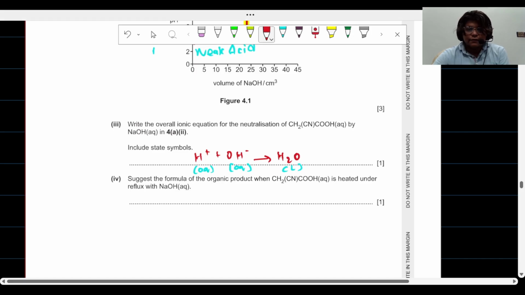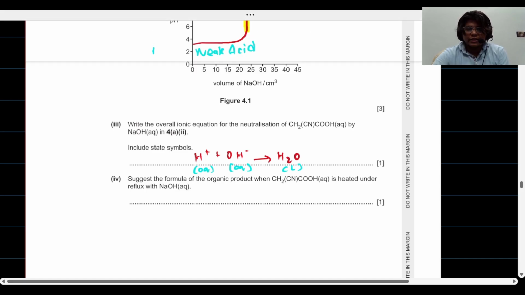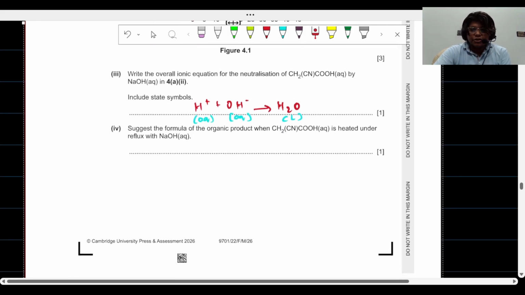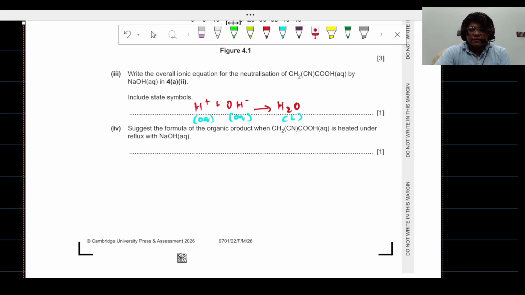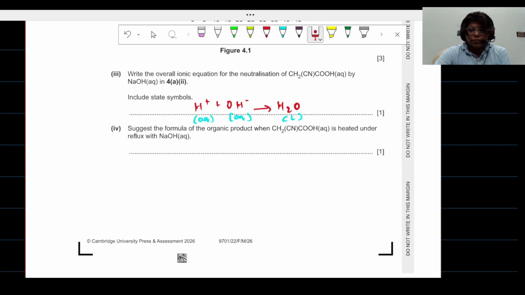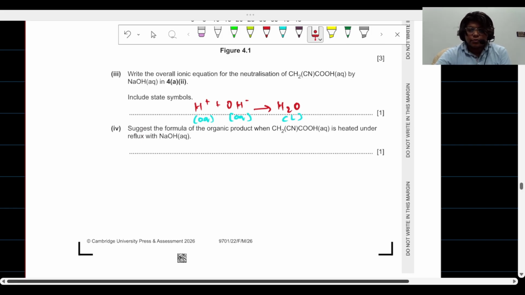Then it says suggest the formula of the organic product when cyanoethanoic acid is heated under reflux with NaOH, right? So when you heat it under reflux with NaOH, what will happen? This is your acid, right? And this is your base. So when you heat it under reflux, we will get the ethanoate ion, right? So this will be CH2.